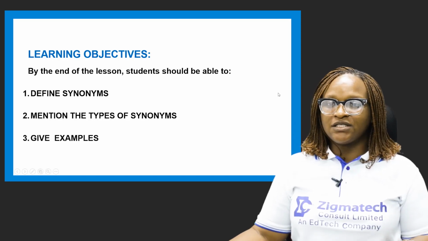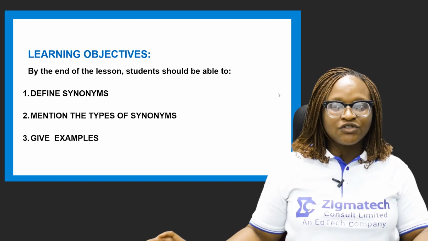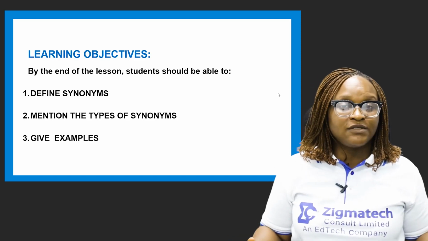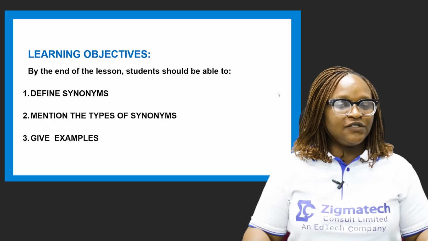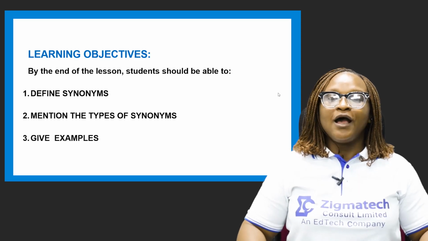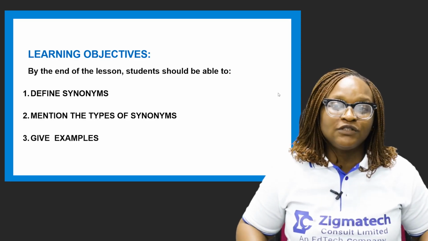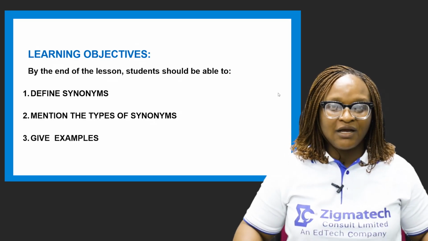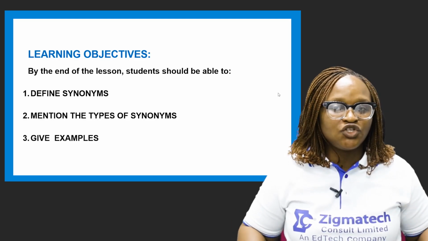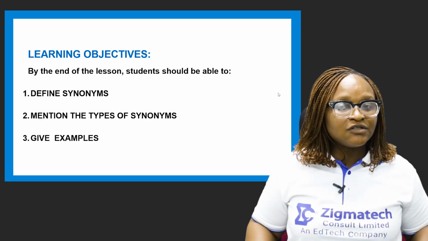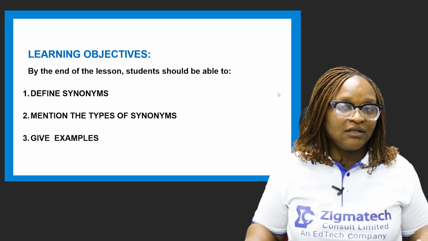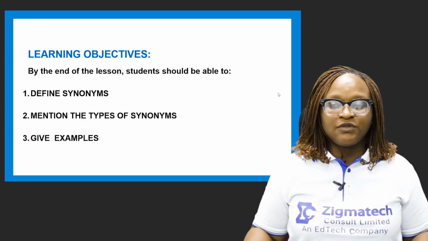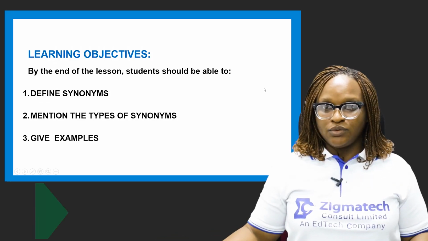Learning objectives. By the end of the lesson, students should be able to define synonyms, mention the types or how synonyms are formed, then give examples. I'm not expecting you to know all of these right now, but as time progresses, while I am going on with the teaching, you should be able, as a student, as a reader, as a listener, to define synonyms, mention the types, and give examples.